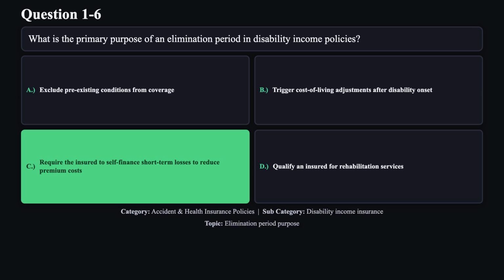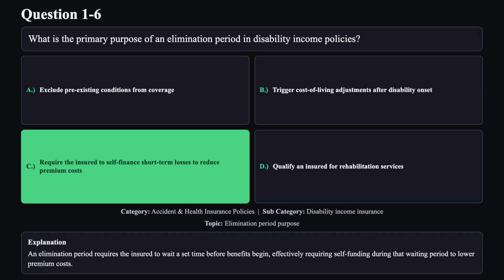The correct answer is C. An elimination period requires the insured to wait a set time before benefits begin, effectively requiring self-funding during that waiting period to lower premium costs.